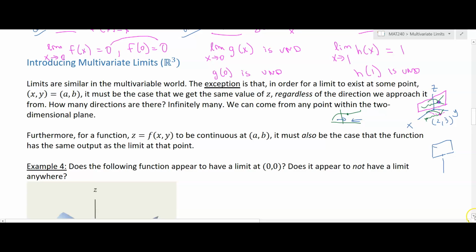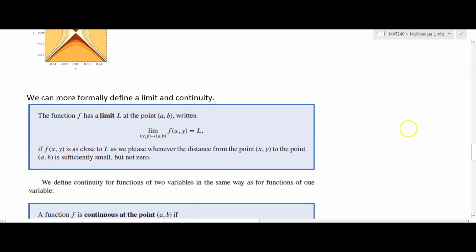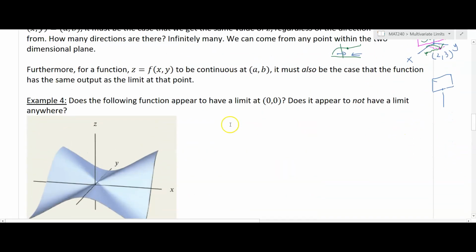Okay, so let's take a look at an example. Here we have just some sort of surface, and we want to assess, does it appear to have a limit at the point 0, 0? Well, the question we should really ask is, if I start at this point, for example, right there, and I start to come down the curve, it looks like I land at about a z value of 0. Now if I take another direction, let's say I'm coming up this slope here, it seems like I land in about the same place.